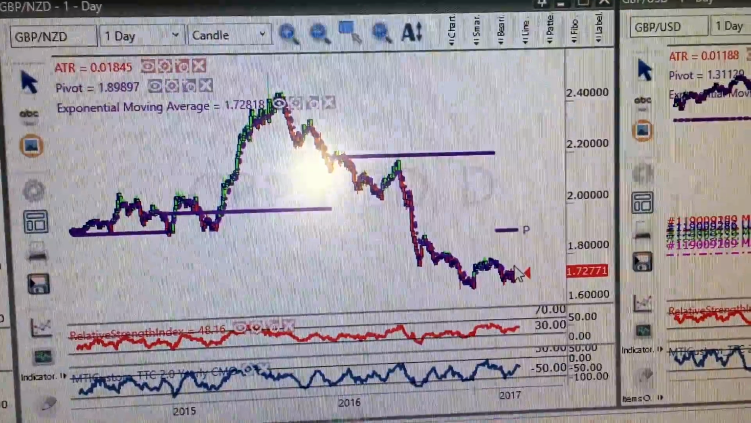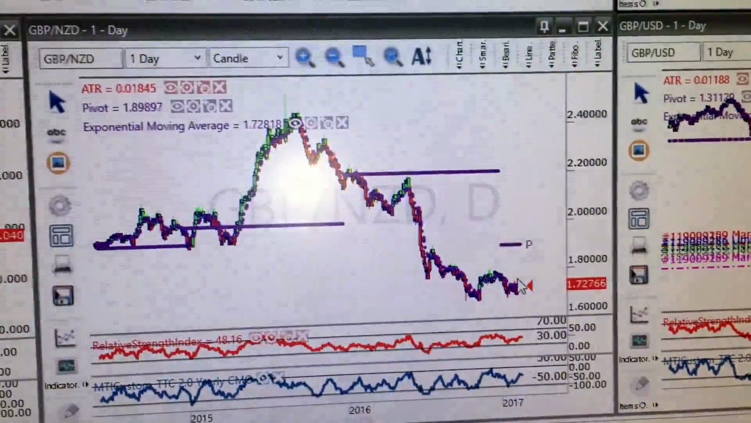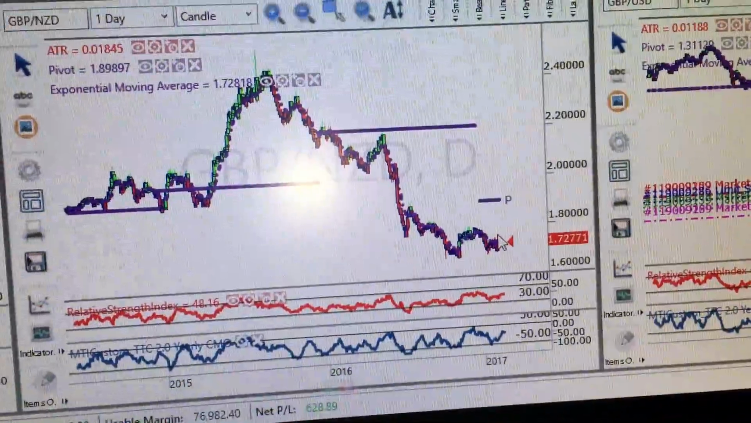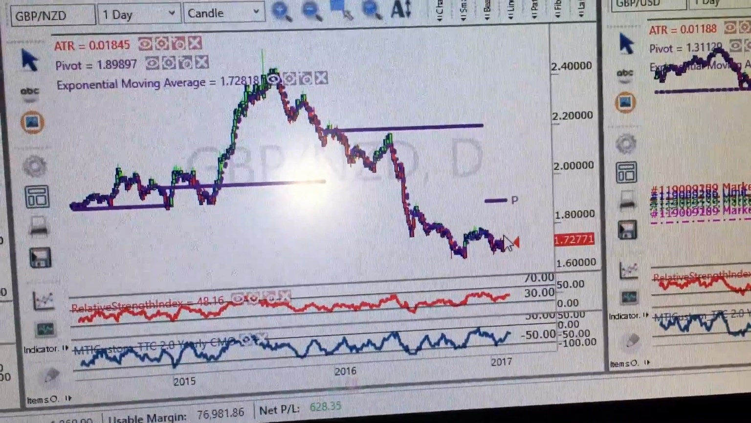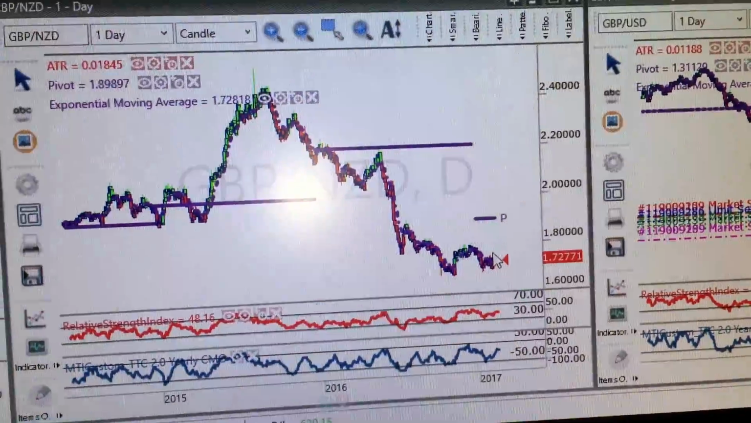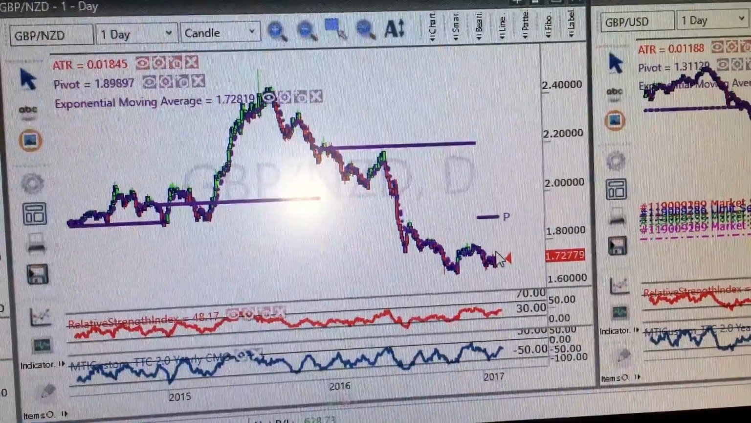That means potential upside move. The market tends to gravitate towards these levels of support and resistance. And these are pivot points that are acting as support and resistance. Very interesting upside move, potential upside move for the pound and New Zealand dollar in the next couple of weeks.